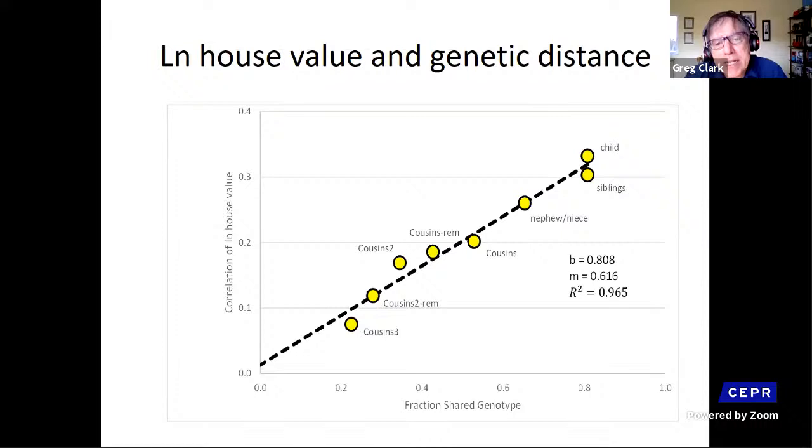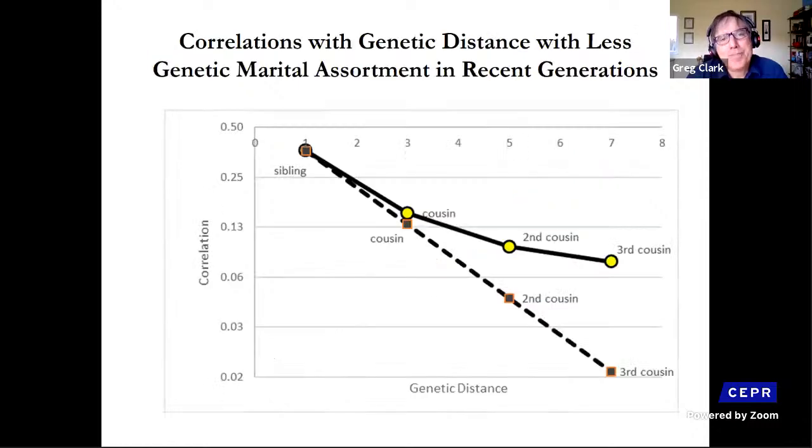And then again, if we translate that into a picture where we just have the fraction of the shared genotype and then the correlation in house values, again, as I say, we see this very nice linearity. That dotted line was just fitted to the data, and you can see fitting it to the data, it runs through the origin. Again, the R squared is very high, and it's showing exactly the pattern that you would expect with additive genetic transmission.